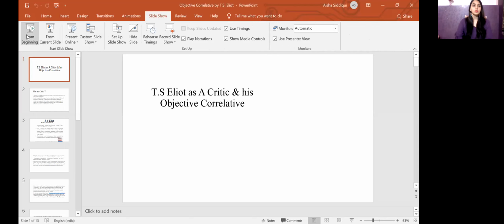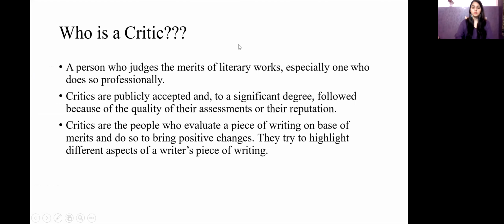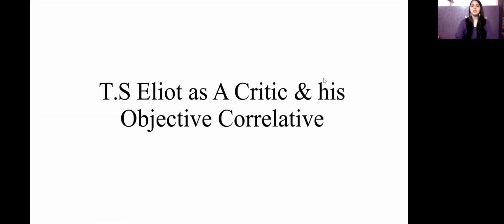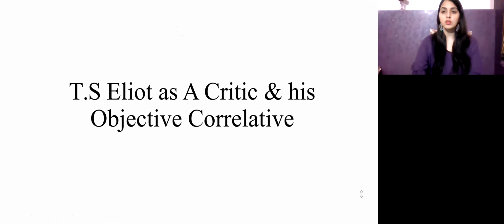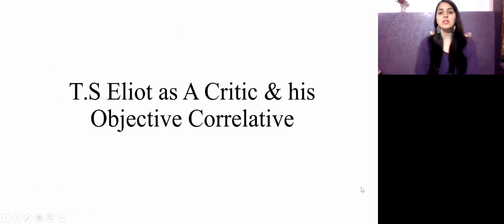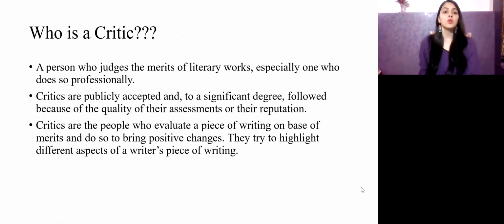So I'll start my screen sharing. So here you all can see T.S. Eliot. It's also given in your book if you all are referring to T.S. Eliot as a critic and his objective correlative. Now, he is a critic and what he has to say about objective correlative. Who is a critic now?